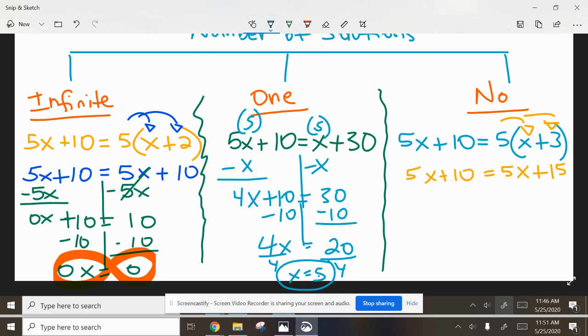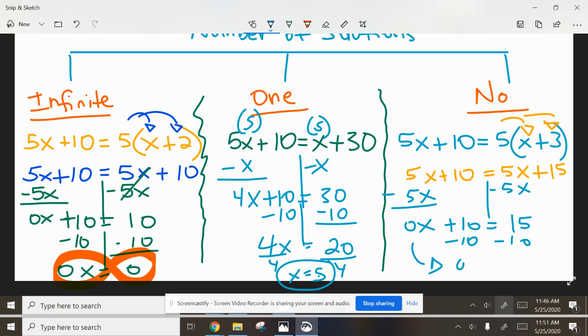And then I go ahead and subtract 5x, letters to the left. I move my letters to the left. 0x plus 10 equals 15. Then I subtract 10. I'm going to get 0x equals 5. What times 0 equals 5? This answer right here, you have a 0x. The only way it's infinite is if it's 0x equals 0. No, but this is 0x equals 5. So this is actually no possible way. Your answer is no solution. How many solutions are there? 0.